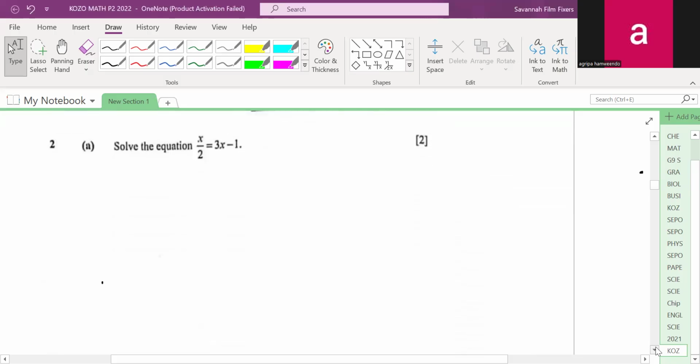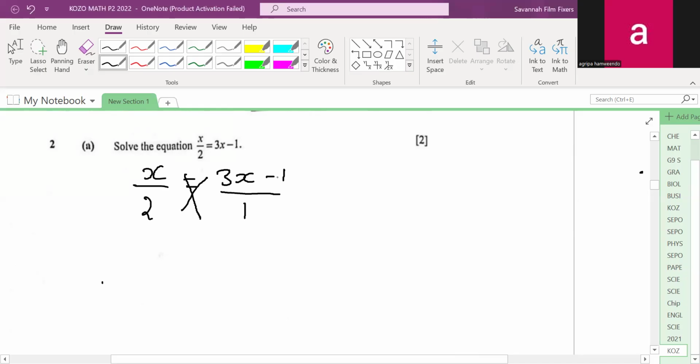So solve the equation x over 2 is equals to 3x minus 1 over... What do we do? There is 3x subtract 1, it has a 1 underneath. So we have to cross multiply. To cross multiply, we need a fraction on the left-hand side and a fraction on the right-hand side, right? Yes. So we make this a fraction over 1 so that we can easily cross multiply.